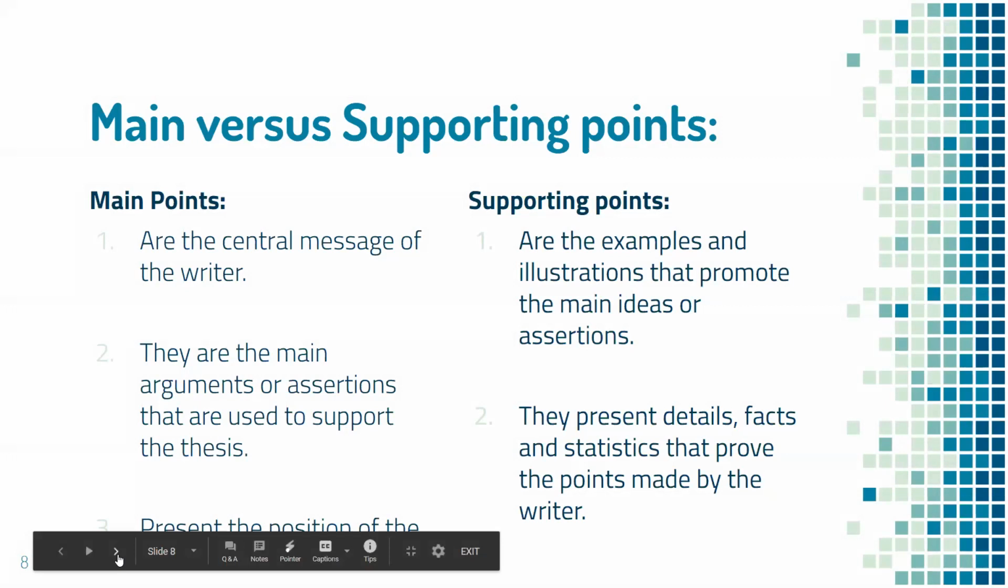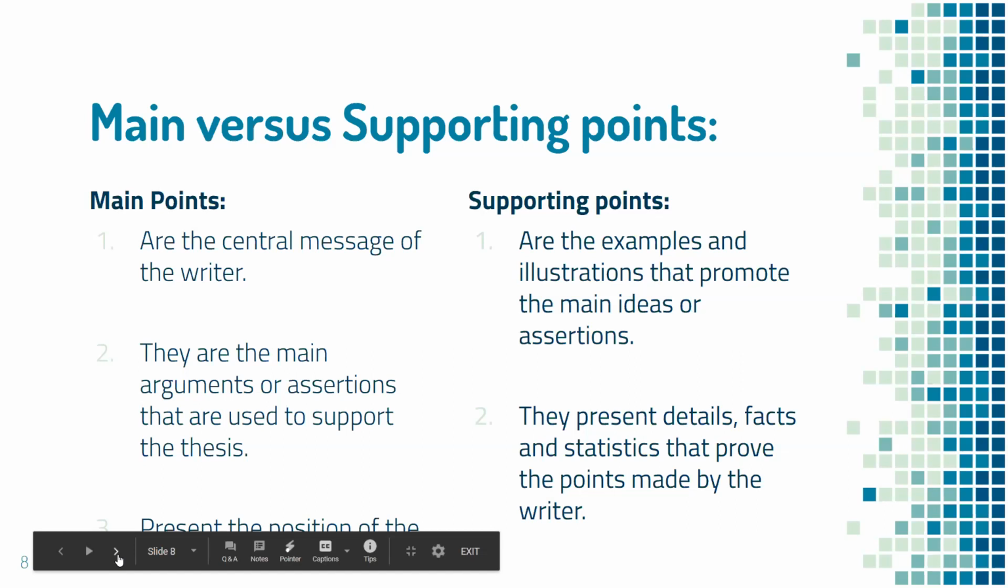And so you can look for main arguments or main assertions. You can try to identify the central message. And you should note that the main point usually contains the position that the writer takes for or against, for example. Supporting points, on the other hand, are the examples and illustrations that promote the main ideas or assertions. They present details, facts, and statistics that prove the points made by the writer.